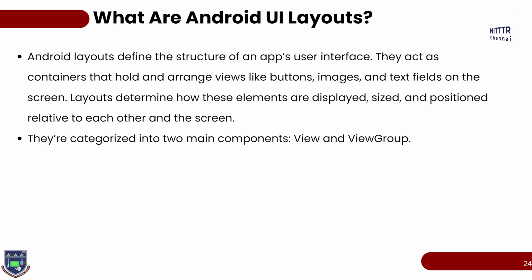So, they are categorized into two main components. One is a view and another one is a view group. First we will see what a view is. View is the smallest building block of an Android user interface. It represents a single user interface element that users can see and interact with. However, views cannot contain other views as they are self-contained user interface elements.